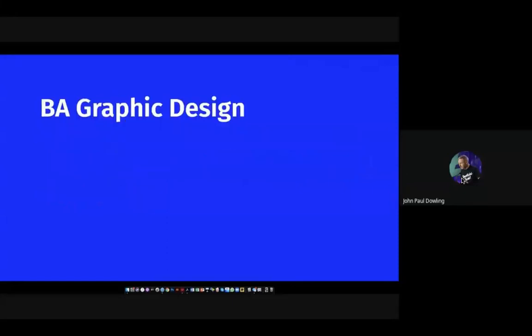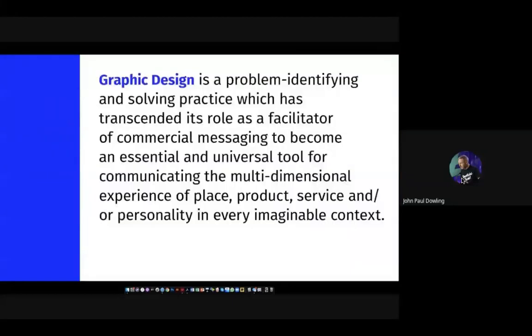So I'm going to talk about graphic design first. Graphic design is a problem identifying and solving practice which has transcended its role as a facilitator of commercial messaging to become an essential and universal tool for communicating the multidimensional experience of place, product, service, and/or personality in every imaginable context. What we're telling you here is that graphic design as a subject, as a discipline, as a profession, has traditionally aligned itself with commerciality.